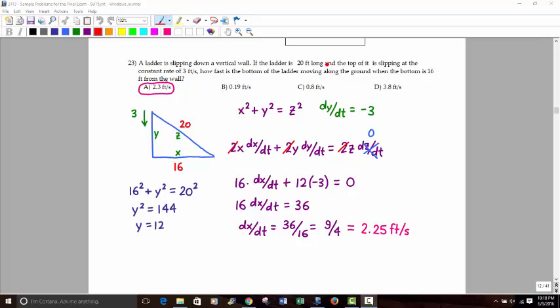And then it's asking how fast is the bottom of the ladder moving along the ground when the bottom is 16 feet from the wall. So we know the ladder length is 20. 16 will be the horizontal distance as the ladder is moving away from the wall. And your related rate equation will be a Pythagorean equation, x squared plus y squared equals z squared.